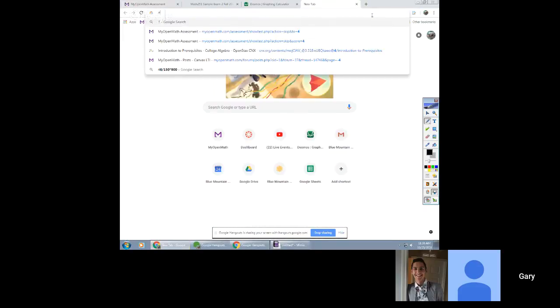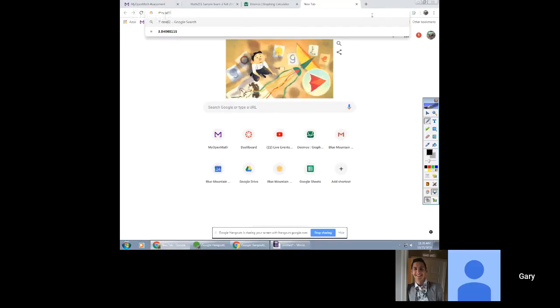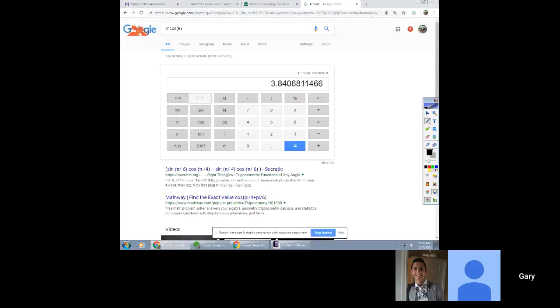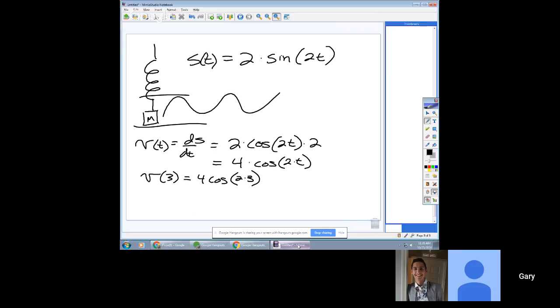So 4 times the cosine of 6. And most calculators default to radian mode. And notice Google is set up here, just to be clear, oh, you want 6 radians as your input, right? So I would have to do something else to switch to degree mode. So I get about 3.84. Let's go to 5 decimal places just for fun. 3.84068. What does that number mean in this case?